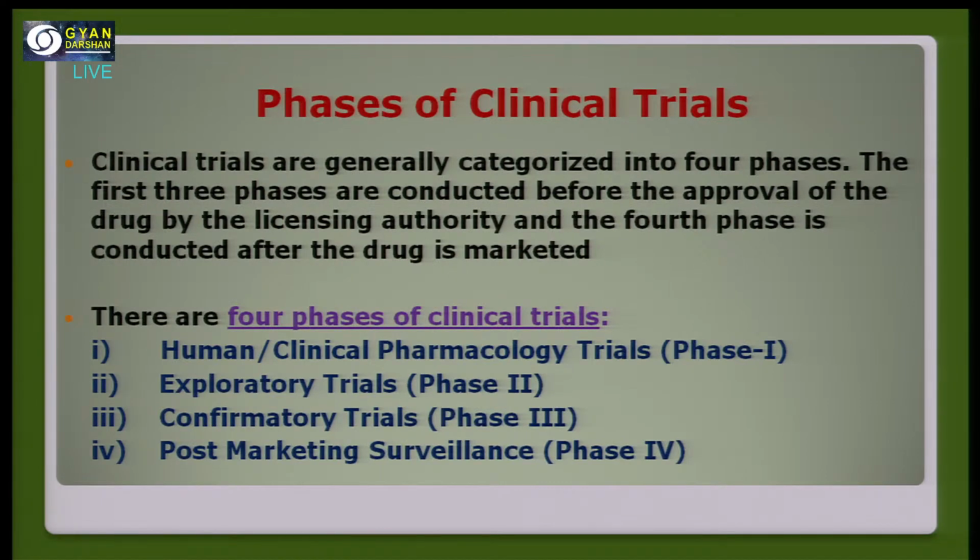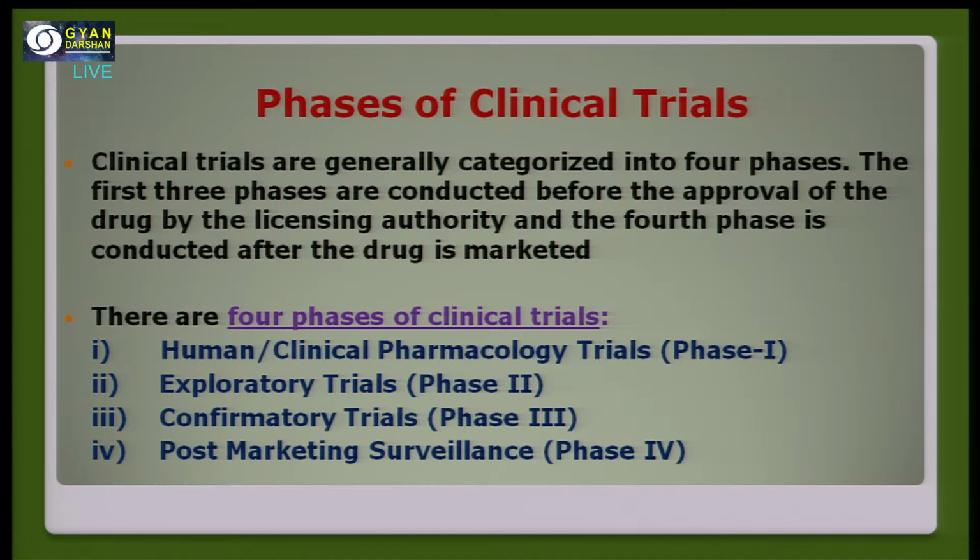Now let us quickly look into the various phases of clinical trials. Clinical trials are generally categorized in 4 phases. What are these 4 phases? The first 3 phases, as we see, they are before the drug is approved. Before the drug is approved, these phases are conducted, and after the drug is approved and after it is marketed, the 4th phase comes into the picture, that is called post-marketing surveillance.